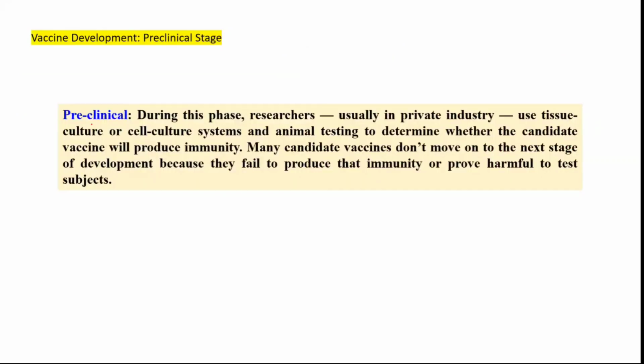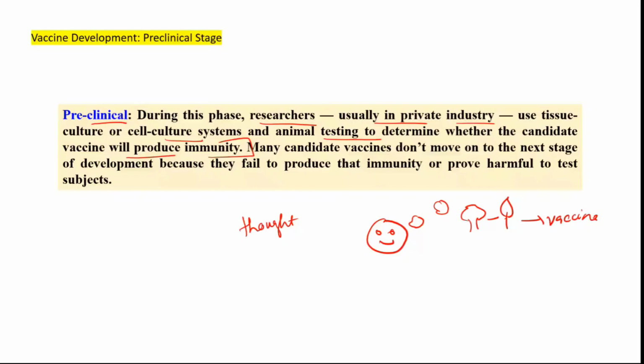Now, in the preclinical phase, researchers, usually in private industries, use tissue culture, cell culture, and animal testing to determine whether the candidate vaccine will provide immunity or not. So after your thought, like you have just thought that this tree leaf can be used as a vaccine, क्या बस सोचने से हो जाएगा? No, you have to prove it experimentally through your research, through statistically analyzed data, through different animal model testing, cell culture, in vitro, in vivo.